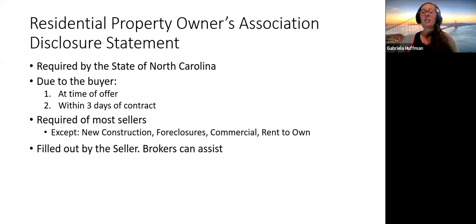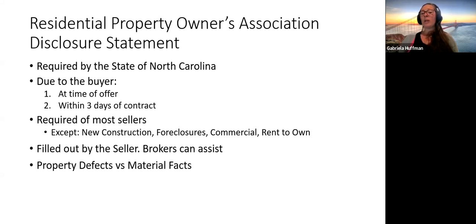Who fills it out? The seller. Don't choose agents do or agents' assistants. It's not our house. The only person that can fill it out is the seller. Now we can assist as far as talking about what the rules are, what happens if they check yes, no, and no representation, but we should not fill this out.